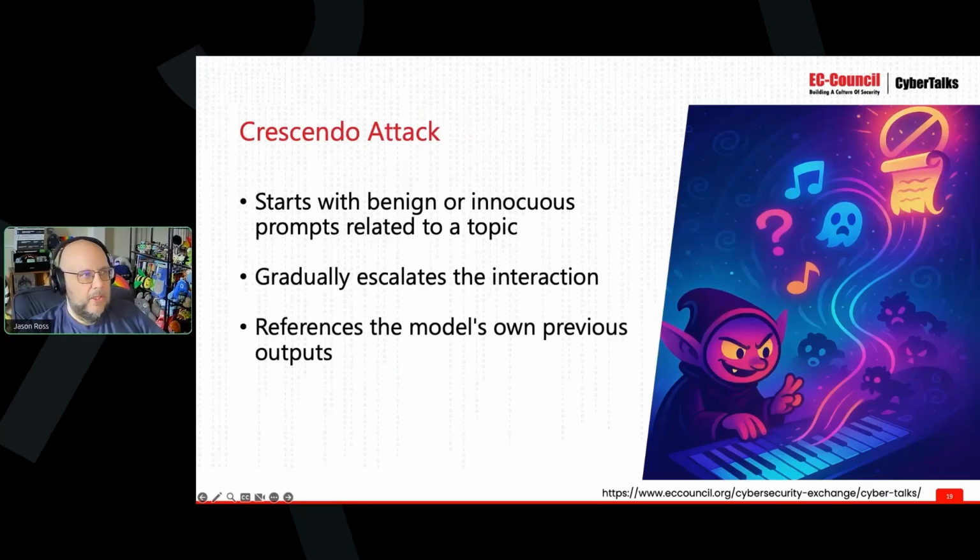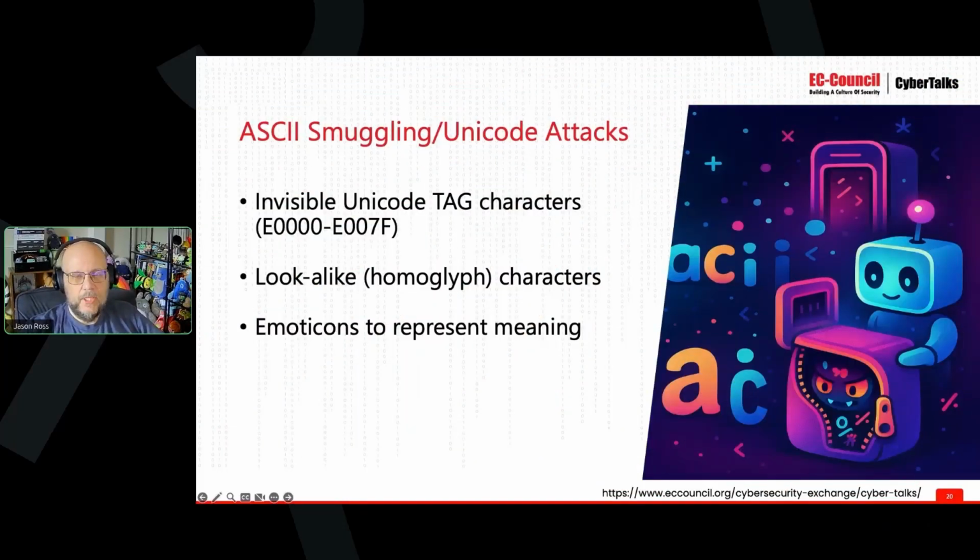Things like ASCII smuggling and Unicode. So Unicode has a whole series of invisible characters. They're used in languages like Japanese or Chinese or Arabic to do things like placement of characters on a page or in context with each other. The thing is, those also can be converted to ASCII characters. So you can use invisible Unicode to write your prompt injection.